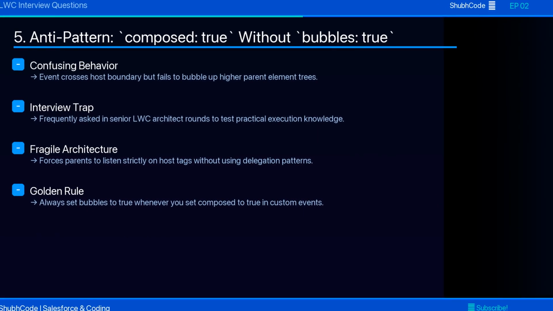Configuring composed: true while leaving bubbles: false is a major anti-pattern in Lightning Web Components that frequently tricks candidate developers during technical interviews. This combination allows an event to cross the shadow DOM boundary, but only directly to the immediate host element without propagating higher up. Interviewers test this edge case because it breaks traditional event bubbling expectations and creates fragile code. Always pair composed: true with bubbles: true whenever you intend to send events upward.